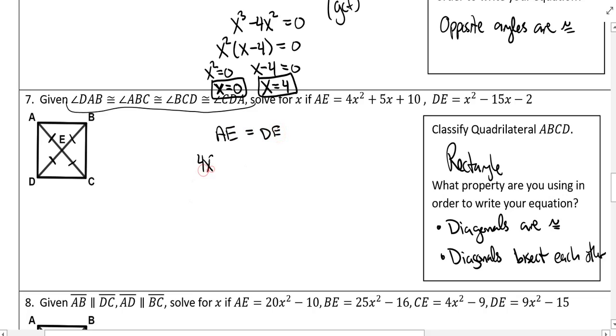So 4x squared plus 5x plus 10 is equal to x squared minus 15x minus 2. So this equal to 0.